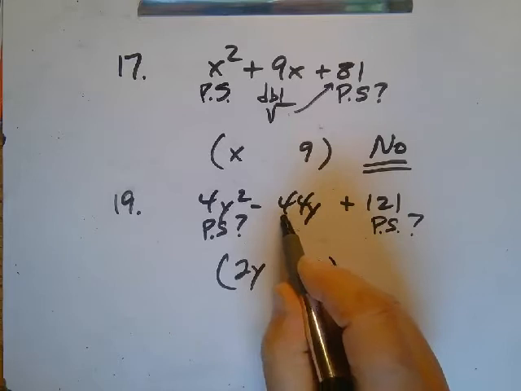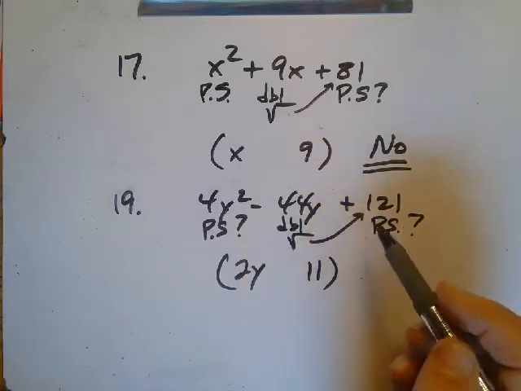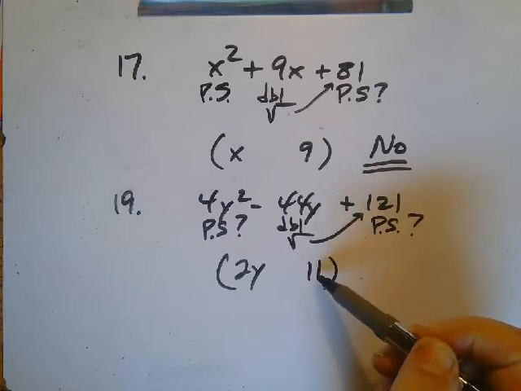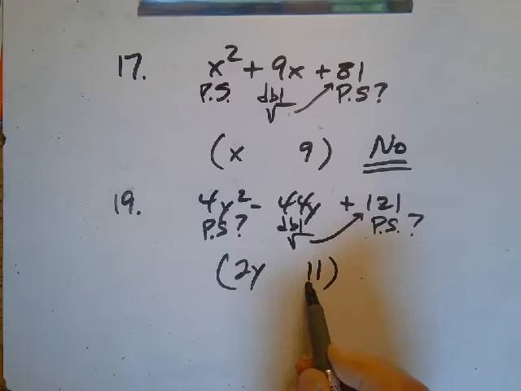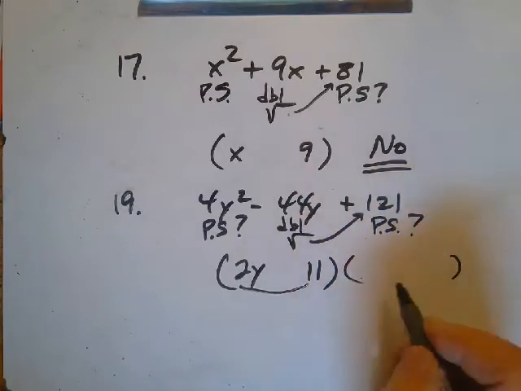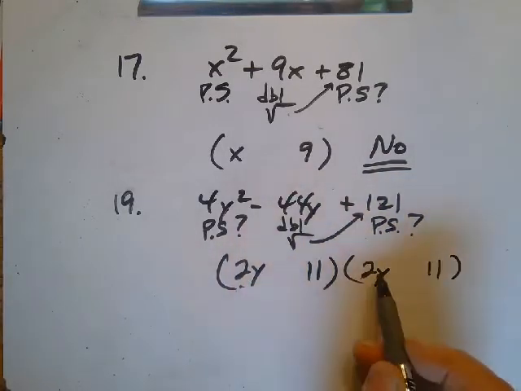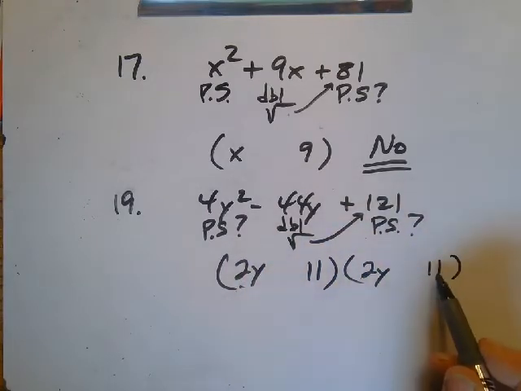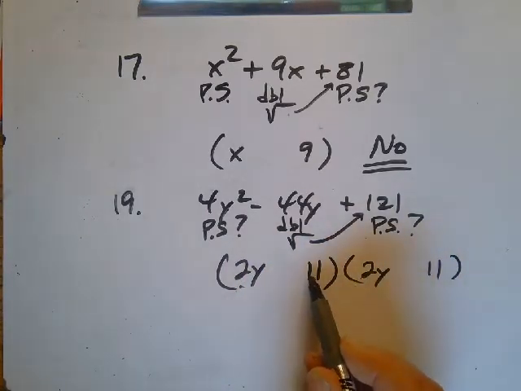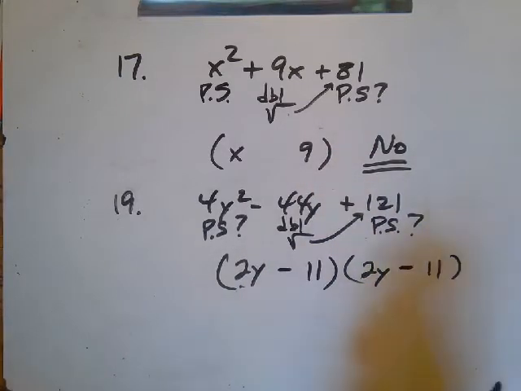Is this double the square root of that? Well, let's see, the square root of that's 11. Double it. Wait a minute, if I multiply these two together, I get 22y. Doubled would be 44. Let's see if that's right. 2y and 11, I've got 4y squared, 22y, another 22y. That would give me 44y if these were both negative.